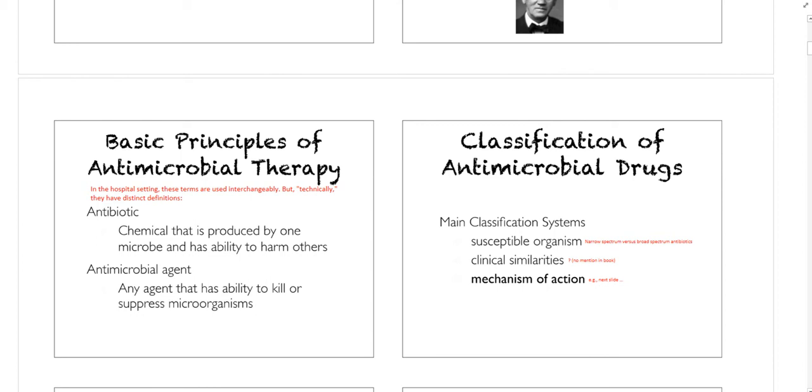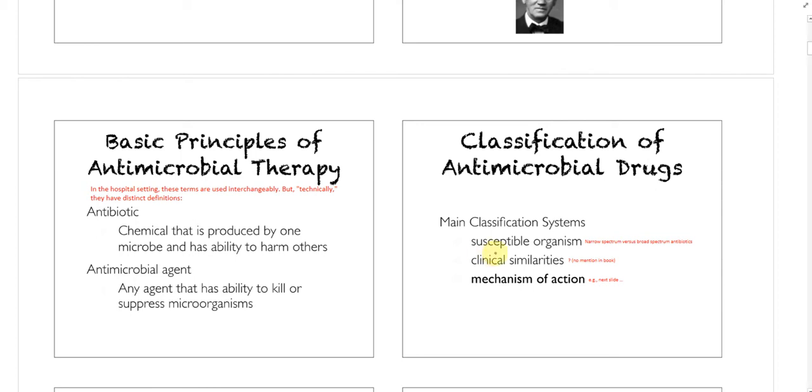The book makes this a distinction, as do these slides. The book also mentions that in the hospital setting, these two terms are used interchangeably. So I don't know if maybe this is going to pop up on the NCLEX or what. I have no idea. When it comes to classifying antimicrobials, there are, according to the book, two different main classifications.